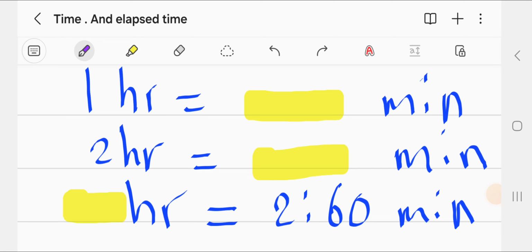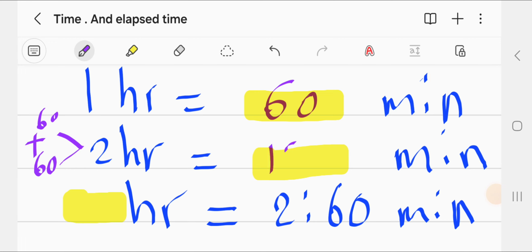Okay, 1 hour, how many minutes? We said 60 minutes per hour. So write 60. Okay, now we have 2 hours, how many minutes? The first 60 and the second 60. And when we added this together, 60 plus 60, 120. Yes, is it clear? I hope so.